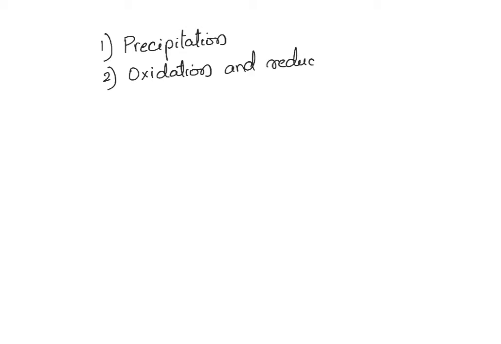So what kind of questions do you come across in chapter 4 about types of reactions? As we've learned in the material, there are types of reactions. One is precipitation reactions. Next, oxidation reactions. Oxidation and reduction reactions. Acid-base reactions.